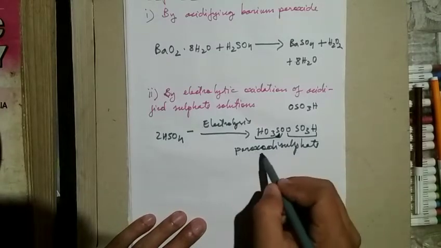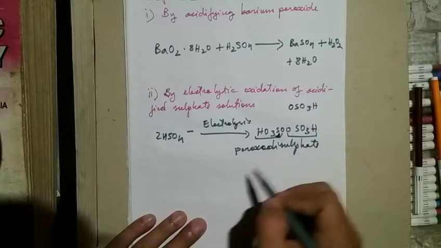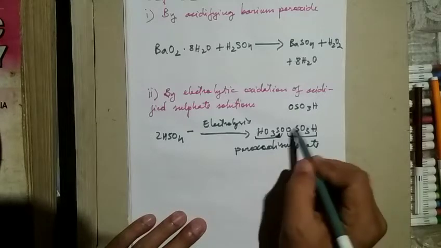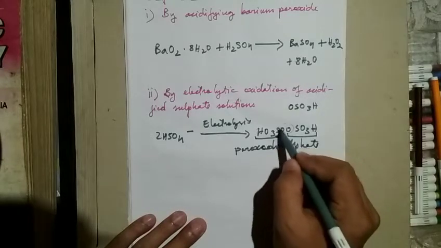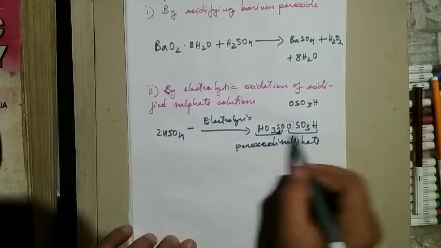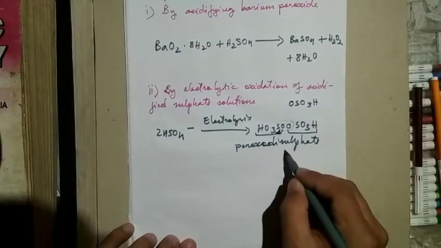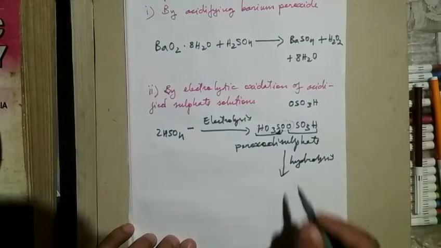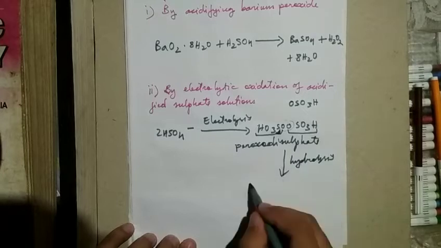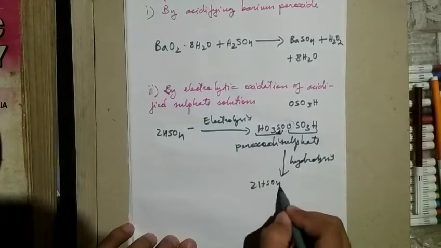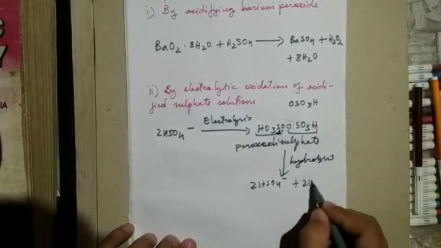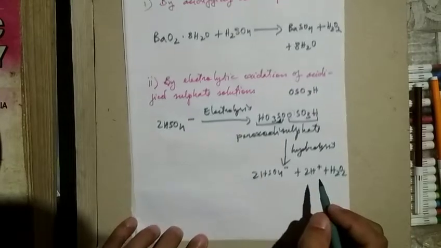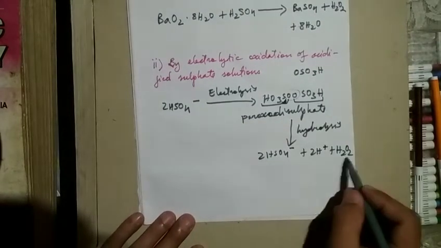In peroxo you will find these 2 oxygens, so it is named peroxodisulfate. On hydrolysis, when we hydrolyze this, we get 2HSO4 minus plus 2H plus hydrogen peroxide. So finally we get this.